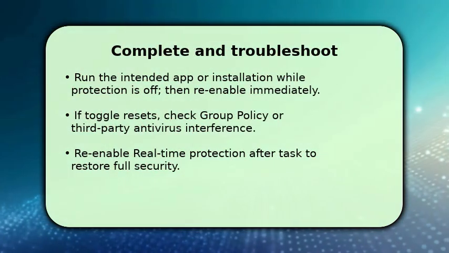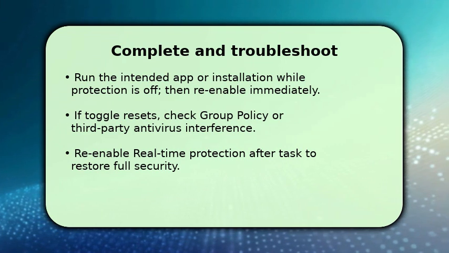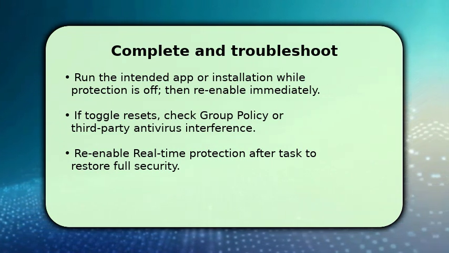With real-time protection off, run the specific installation or task you needed to perform. Once complete, go back and re-enable the toggle to restore protection.